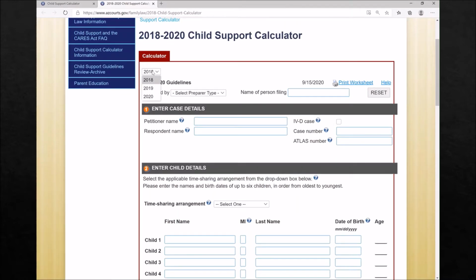The year is 2020, and prepared by petitioner or respondent. Say you are the petitioner and you are filling this out, and let's just say you are the dad, John Smith, and you can enter your case number and other information here. Respondent, which would be your ex-wife, and her name is maybe Mary Smith.